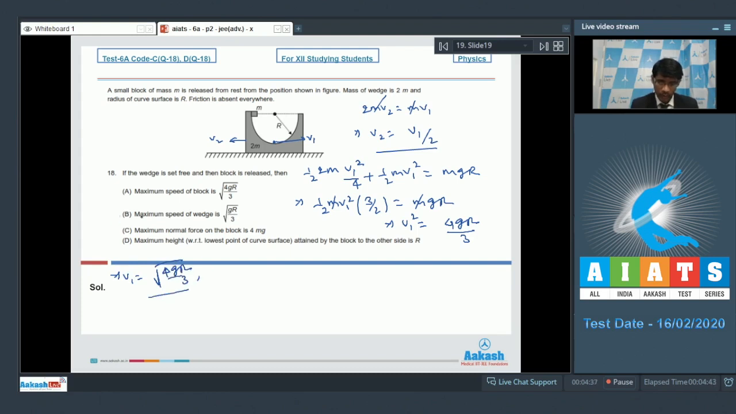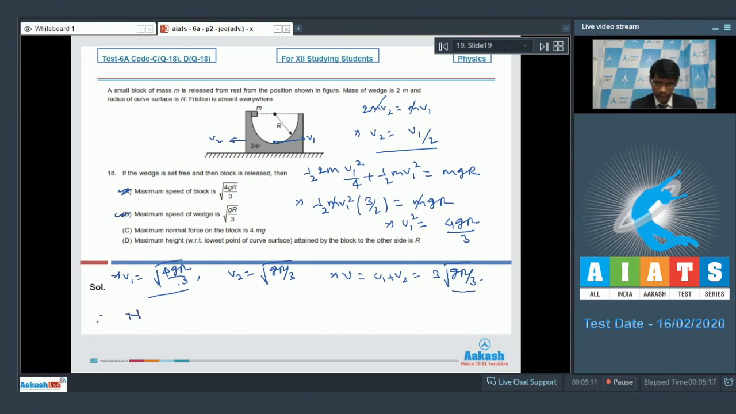Fine. Maximum speed of the wedge. How much would the speed of the wedge be? v1 divided by 2. That means v2 is square root of gr by 3. So option A and option B both are correct answers. Maximum normal force on the block is 4mg. So we need to find the relative velocity of the block with respect to the wedge. How much is it? It is v1 plus v2. This is 2 root gr by 3 plus root gr by 3. It is 3 root gr by 3.